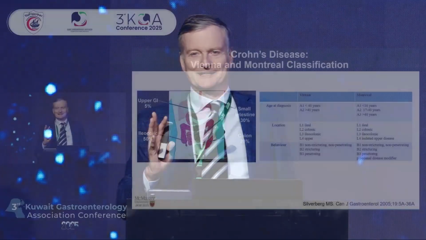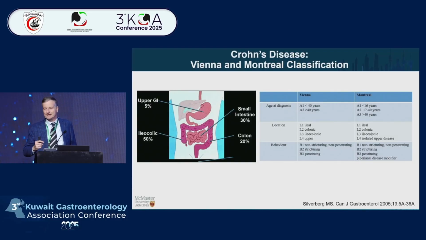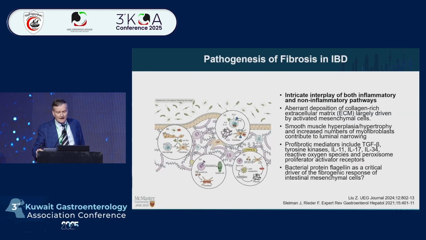I think it's worth noting that our classification systems, the Vienna and Montreal classification systems, really do a disservice to strictures because we think of those behavioral categories: the non-stricturing, non-penetrating B1, the stricturing B2, and the penetrating B3. As soon as patients become B3, that trumps, and I use that word very carefully, B2. So a lot of the patients with penetrating disease, in fact, have underlying fibrostenotic disease, and so we can very easily underestimate its prevalence.